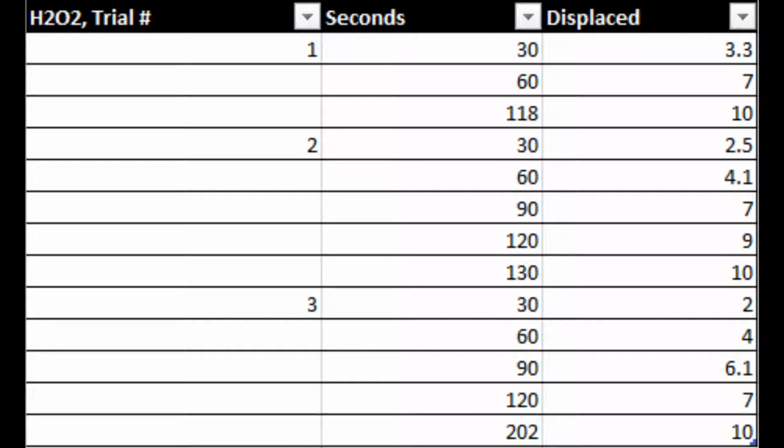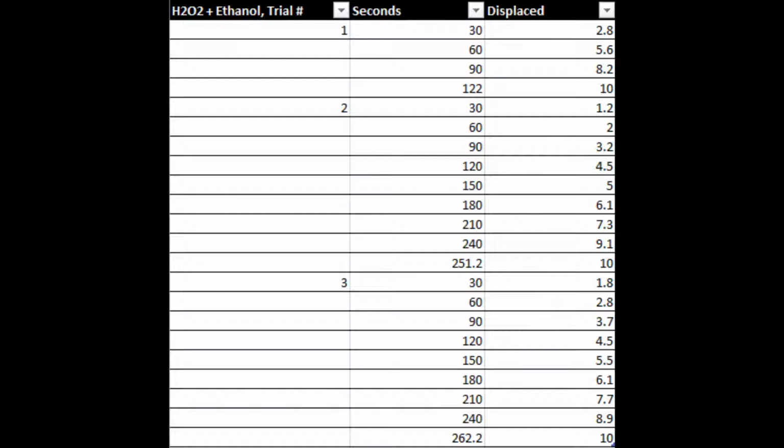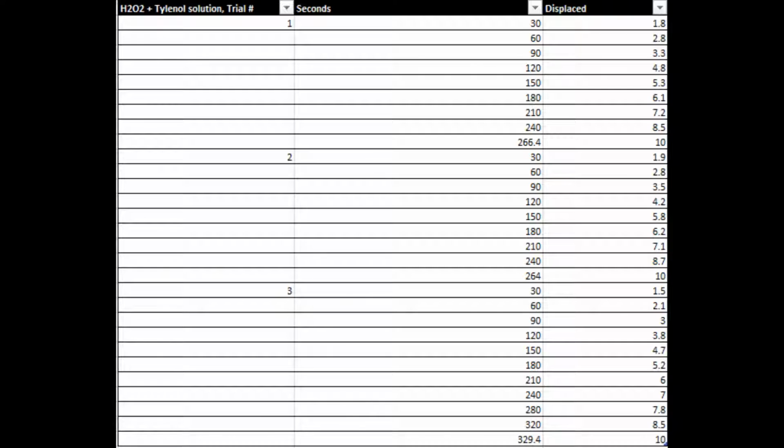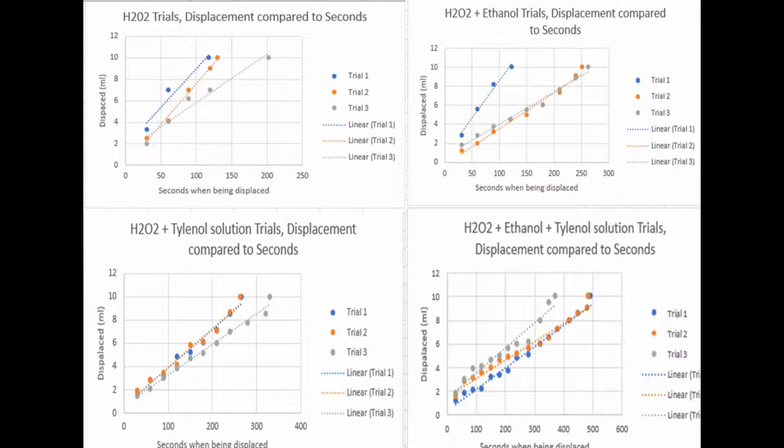Moving on to the results. This table includes information such as the substance used, each trial, and the water being displaced every 30 seconds. To give you a visualization of the data, here are these graphs. These graphs show that the speed of the reaction is getting slower with each different test group.